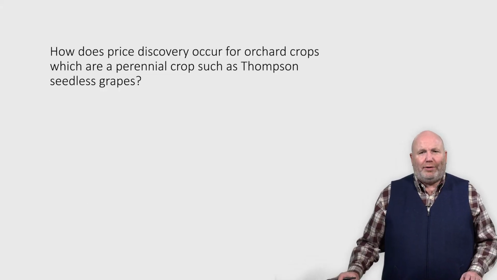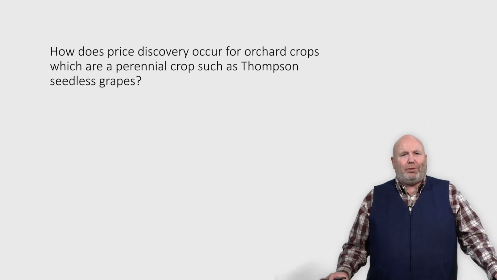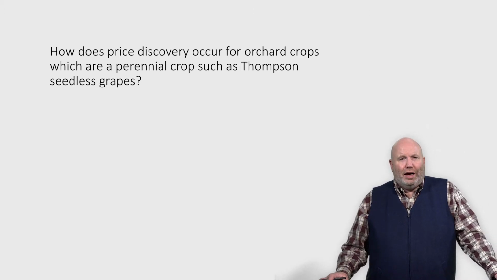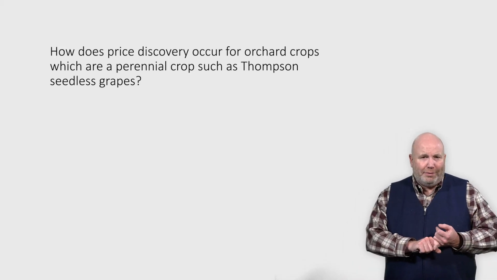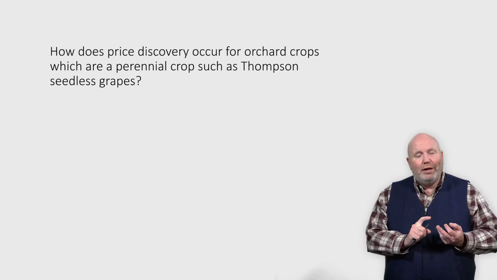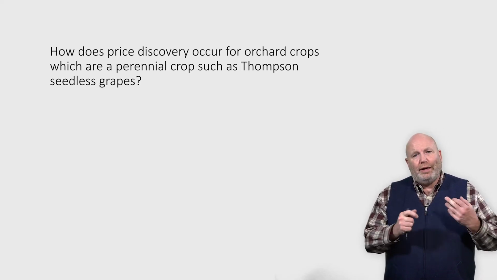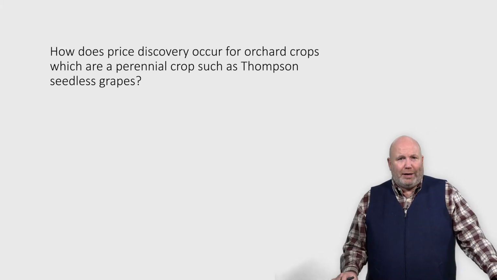How does price discovery occur then? So suppose it's September or October. A grower is saying, I've got Thompson seedless grapes. I've got 3 potential markets. I can sell to the ingredient market. I can sell to the Sun-Maid Growers for raisins. Or I can sell to a winery and look at the price of grapes for that.